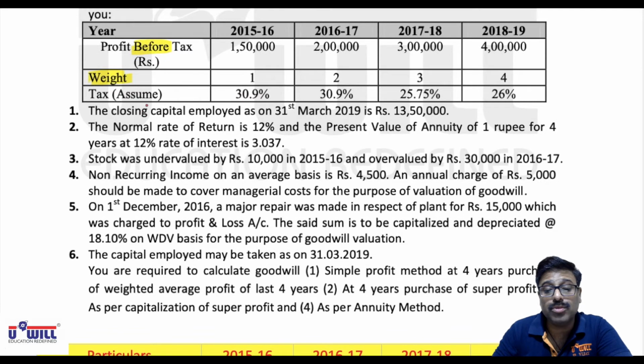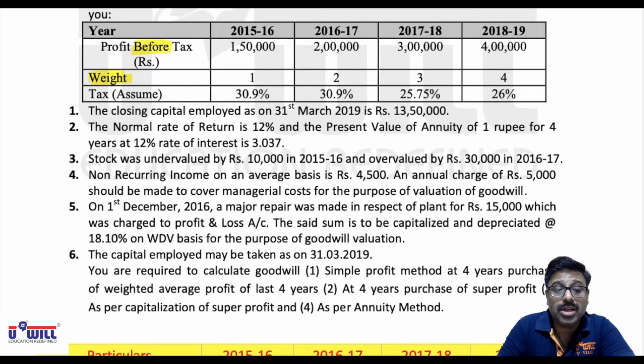And tax is assumed to be 30.9% for the first 2 years, 7.75% for the third year, and 26% for the fourth year. So first we'll make all the adjustments in profit before tax, and at the end we'll subtract the tax rate, and then we'll get adjusted profit after tax.